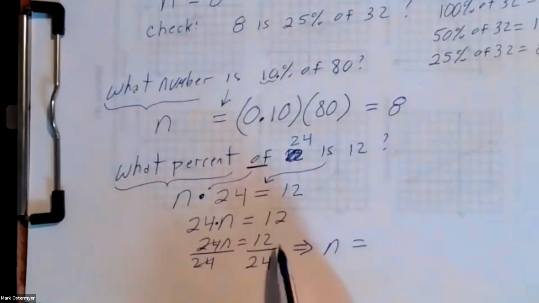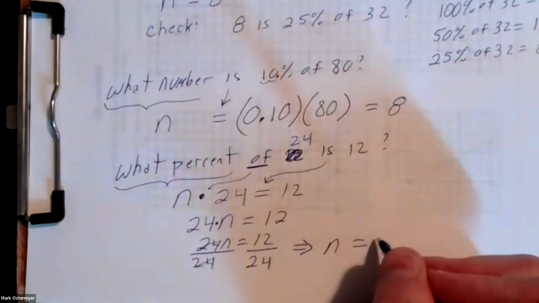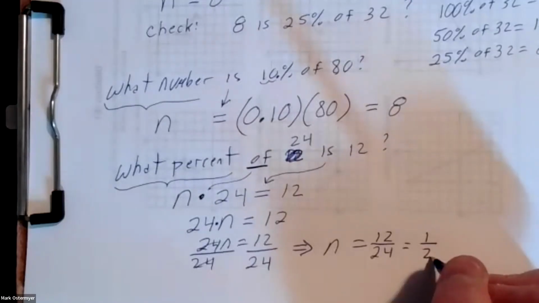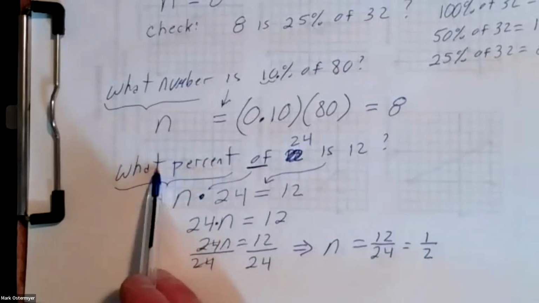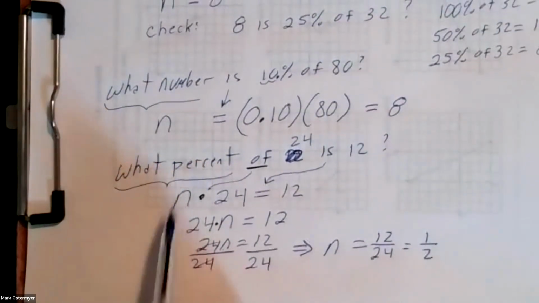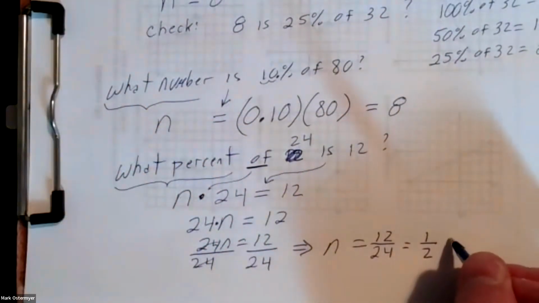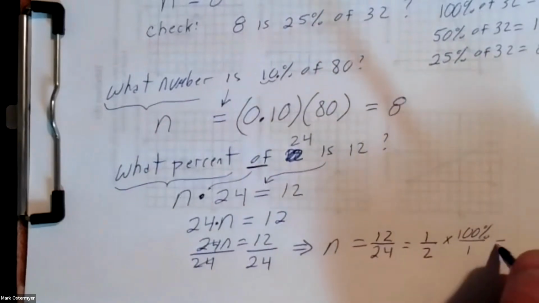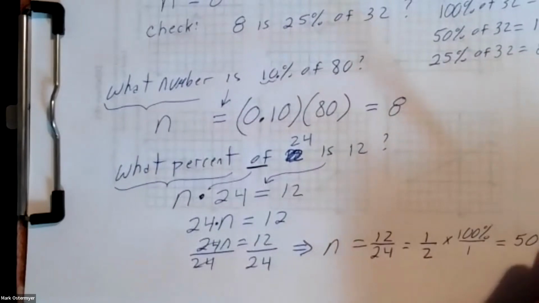Then what's 12 over 24? How does 12 24ths reduce? 1/2, correct? Now, what would 1/2 be as a percent? Because we're really missing the percent in this word problem. Our answer needs to be a percent. So to change 1/2 to a percent, we multiply it by 100%, do we not? And would we not get 50%? Yes. There you go.